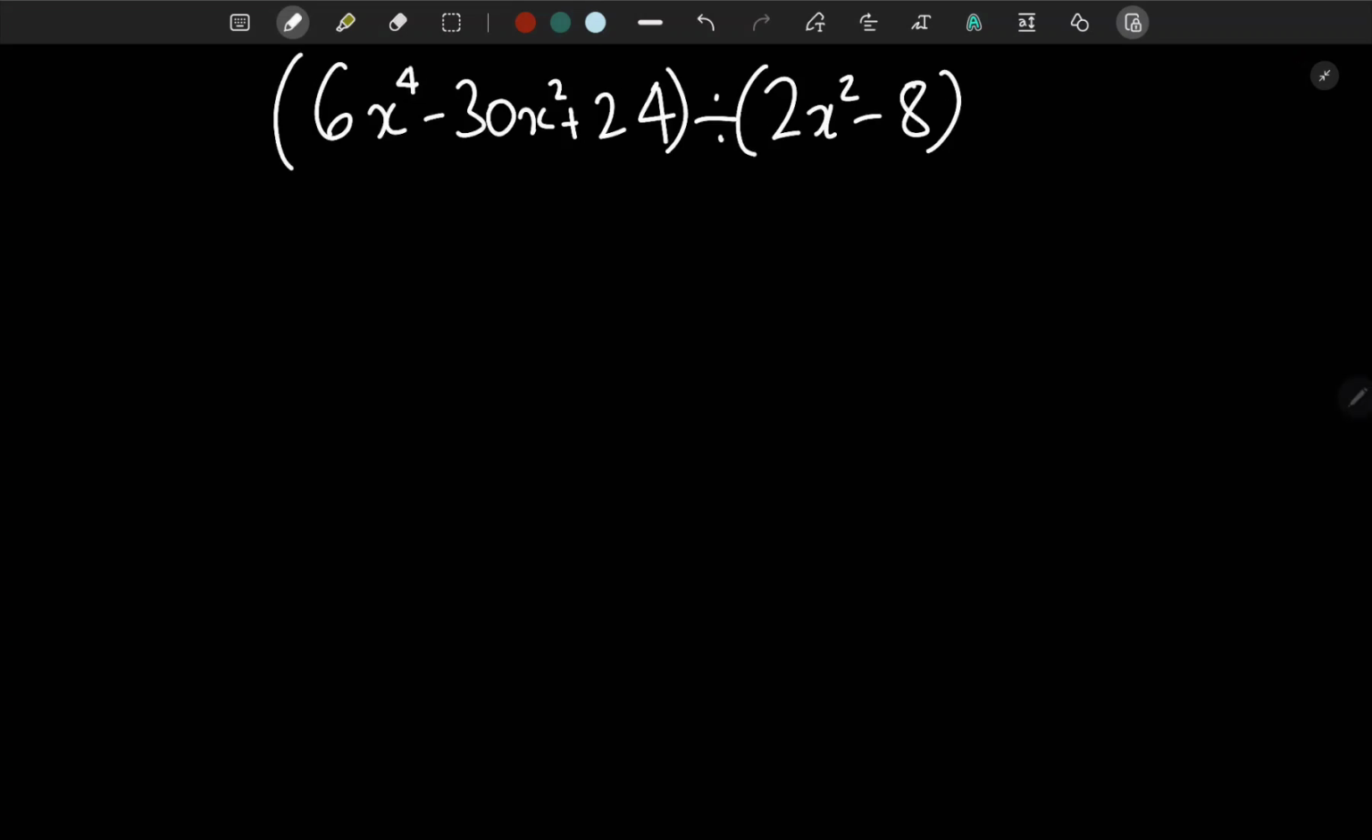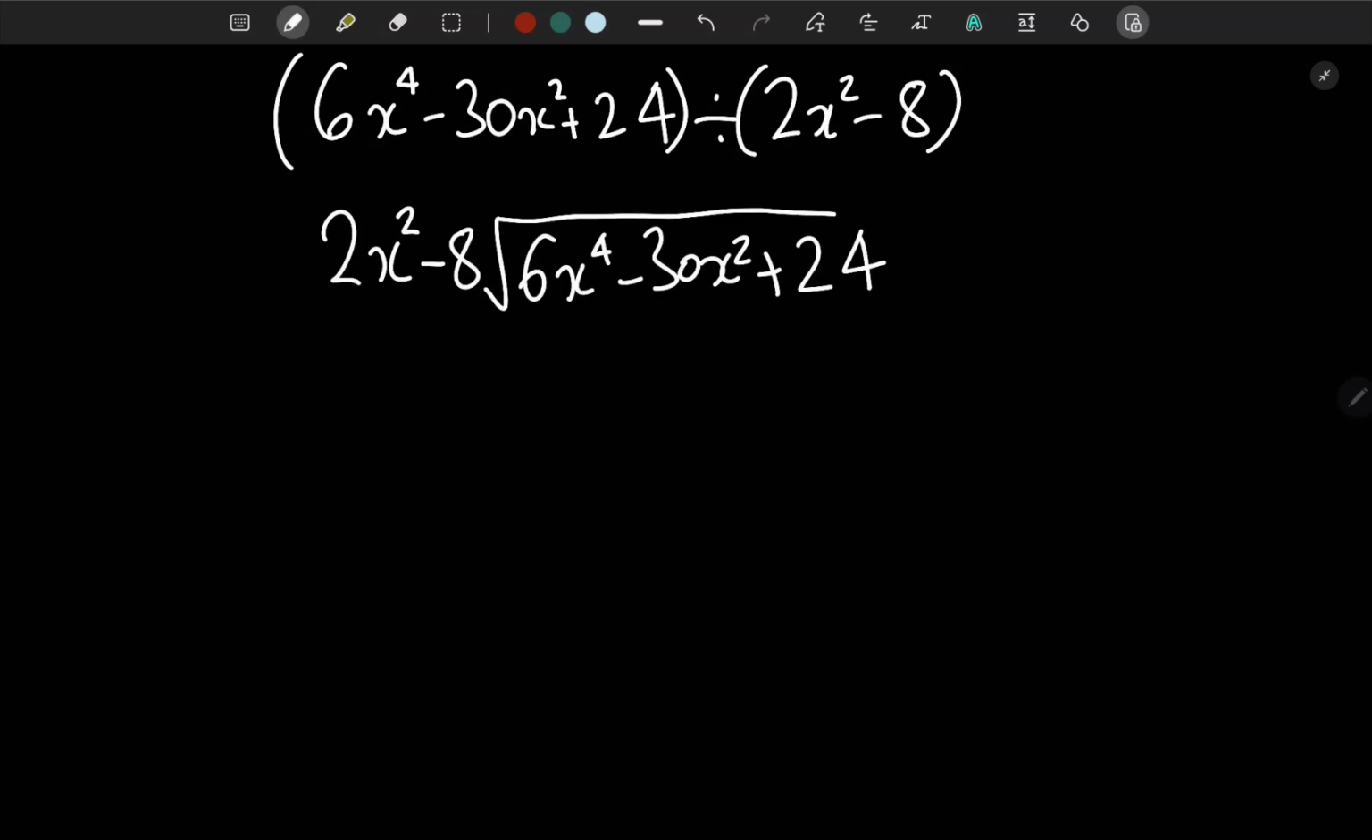So let's continue with another example, which is 6x to the power of 4 minus 30x squared plus 24 divided by 2x squared minus 8. So let's write it in that format first. And again, I highly recommend you pause the video and try to do this yourself before looking at the solution, since once you start doing it, you will feel more confident in the exam, and you will not make those silly mistakes again.